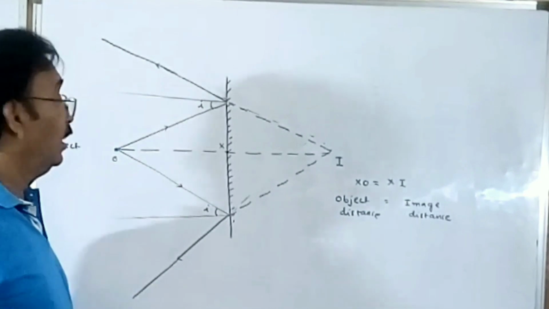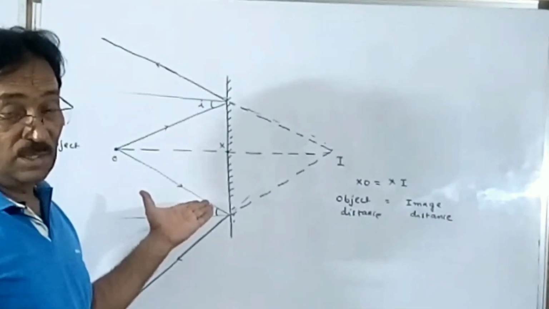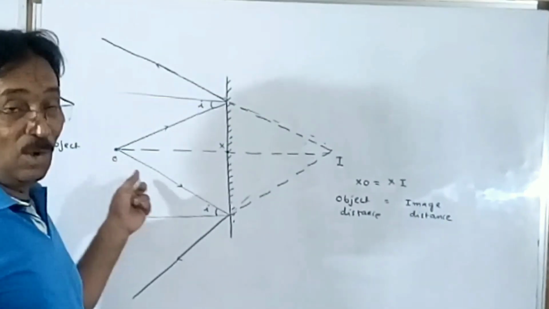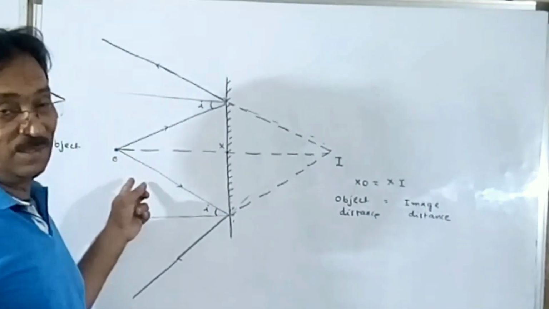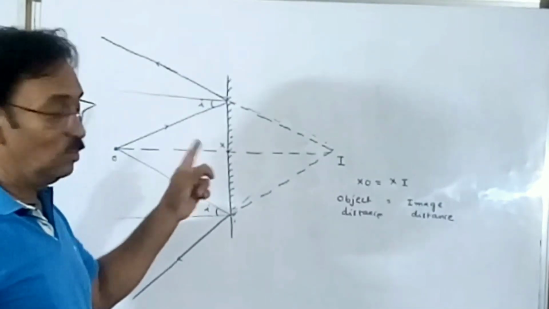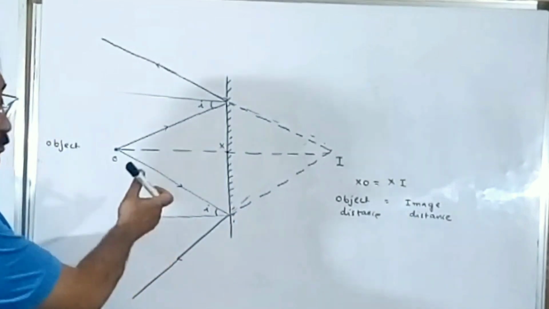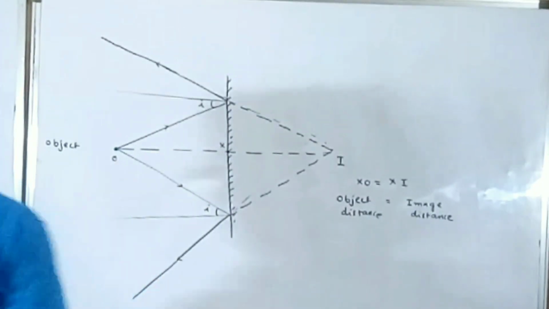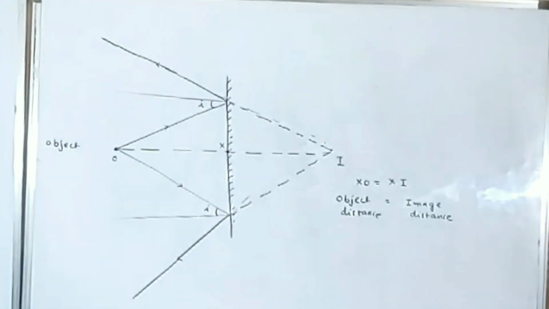These are the image characteristics formed for a point-sized object. I hope you understood how to draw the image for a point-sized object.